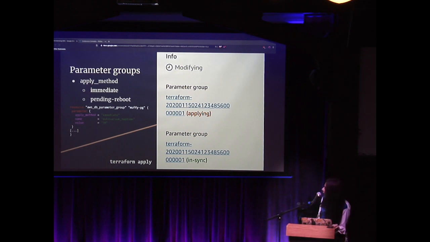So we go ahead and apply that change, and if you look in the AWS console, first it will say modifying on the database, it'll say it's applying the parameter group, and then it'll say it's in sync. So great, we've updated our parameter value, and if you went and looked at the parameter value in the database, you would see that it had been updated.